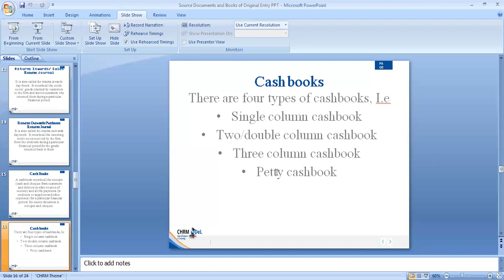And lastly, we have what we call the petty cash book that is meant to record petty transactions. I think at this particular point, again, we need to demonstrate how it is normally done.